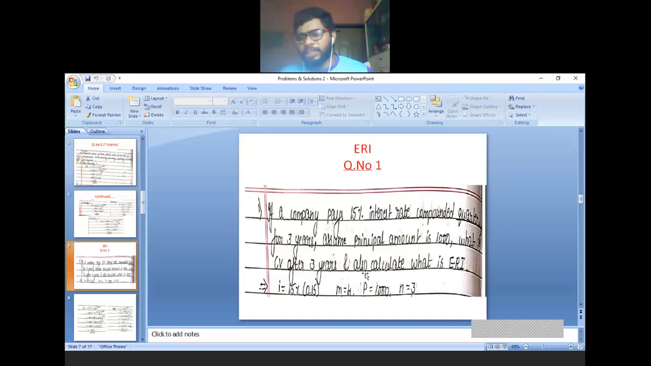Two calculations are there here. One is compound value calculation, one is ERI calculation. What all is given in the problem? I is given in the problem, M is given in the problem, P is given in the problem, number of years is given in the problem. Now go to the solution part.